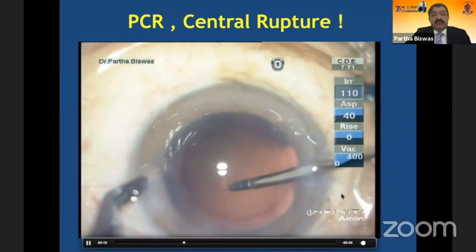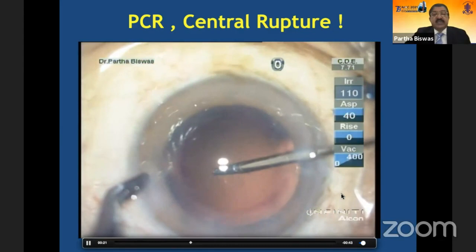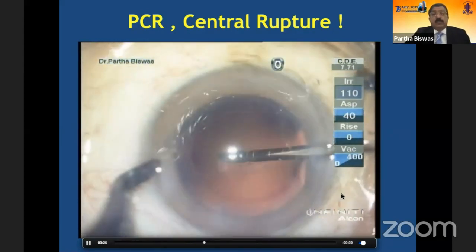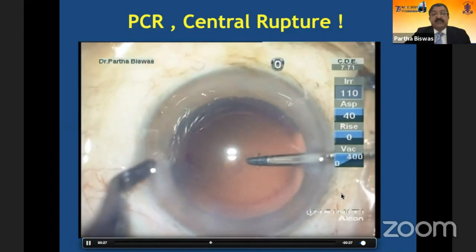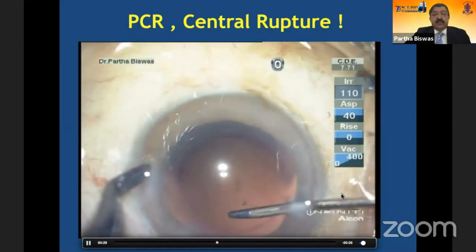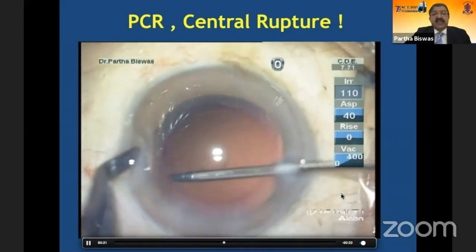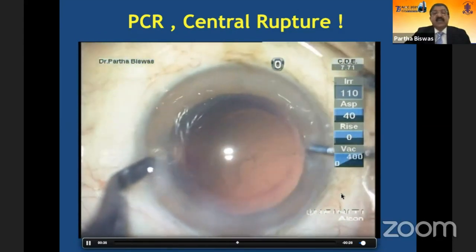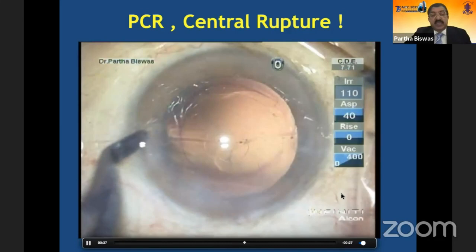Here we put viscoelastic into the anterior chamber as much as possible. You can see it's a very, very small posterior capsular rupture. With this small posterior capsular rupture, a very nice posterior capsular rhexis is possible. And once that is done, this bag is totally stable.